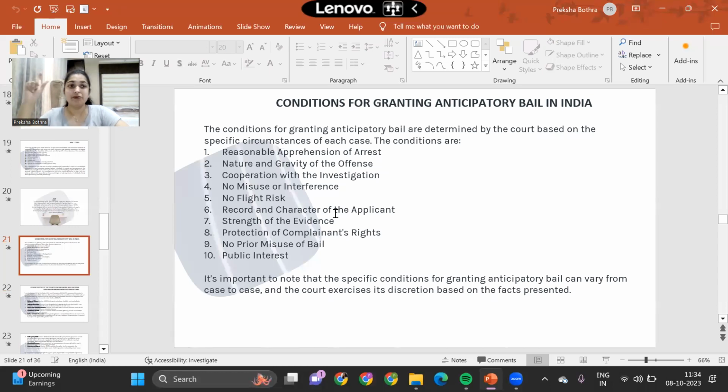Then you have the record and character of the applicant. The criminal record is basically checked, and a clean record and good character can work in favor of granting an anticipatory bail.